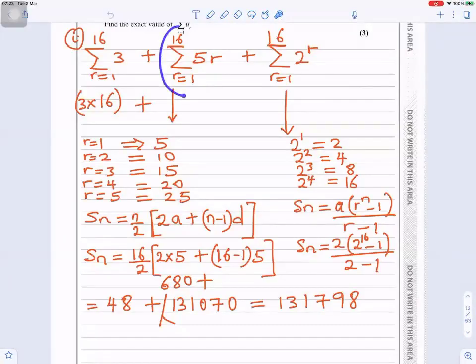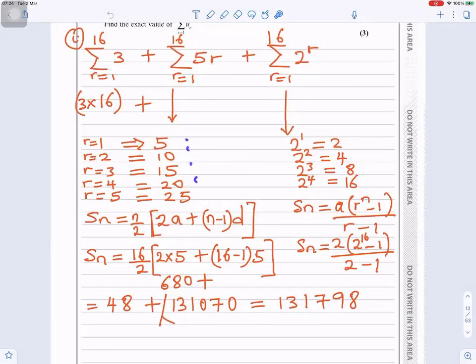For the second, sum from r equals 1 to 16, 5r. So we start with r equals 1. So 5 times 1 is equal to 5. R is 2, 5 times 2 is 10. R is 3, that's 5 times 3 is 15. We're going up to 16.